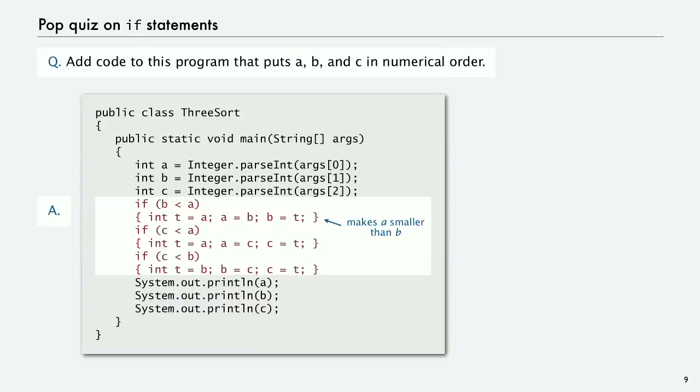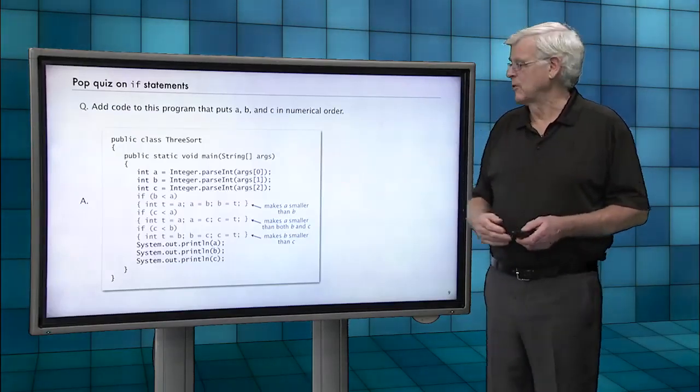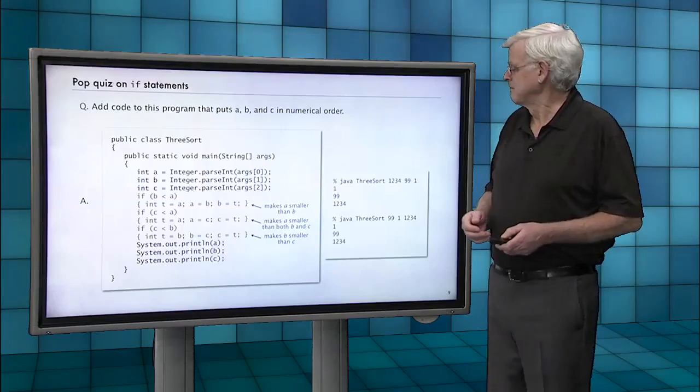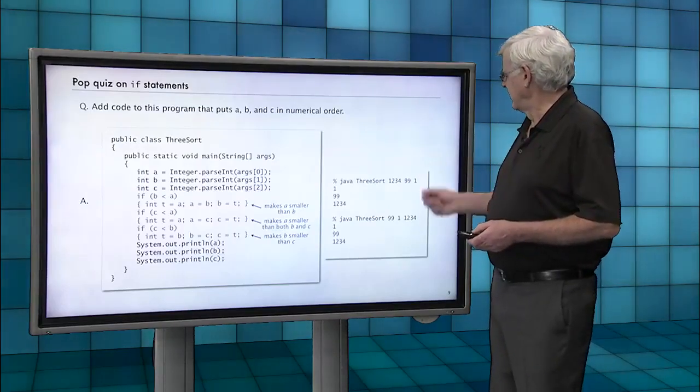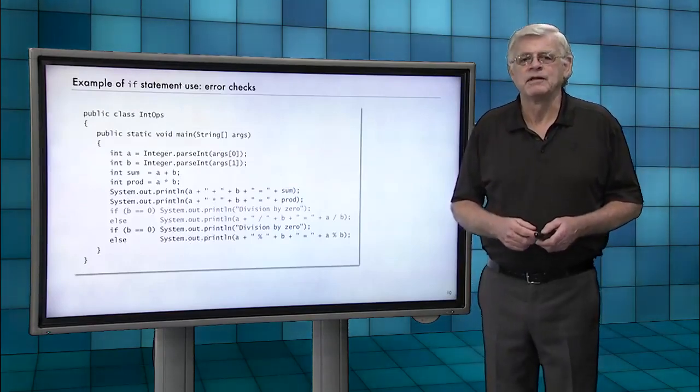The first one does just what it did before, it makes A smaller than B. The second one makes A smaller than C, and it's already smaller than B, so it's smaller than both of them. And then the third one makes B smaller than C. So A is smaller than both of them, B smaller than C, then they're going to come out in numerical order. So that's an example of the use of an if statement. And again, any order that the arguments get typed in, they come out in numerical order.